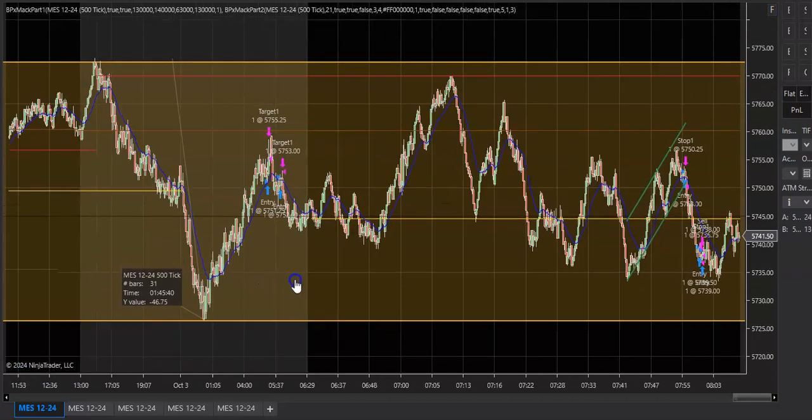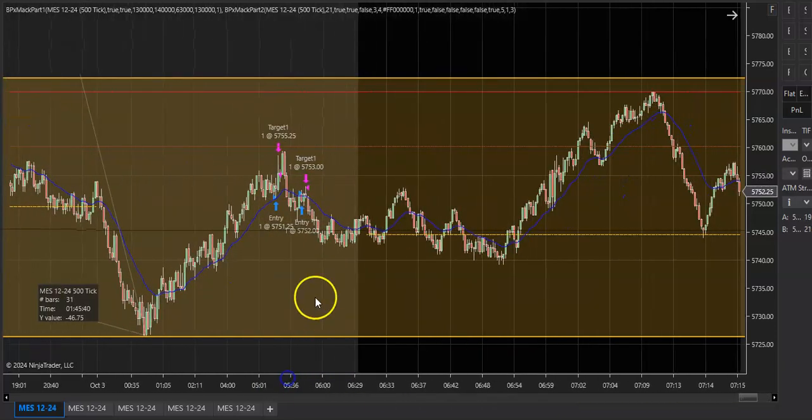Good morning. So here are my trades today. I got stopped out for the week.